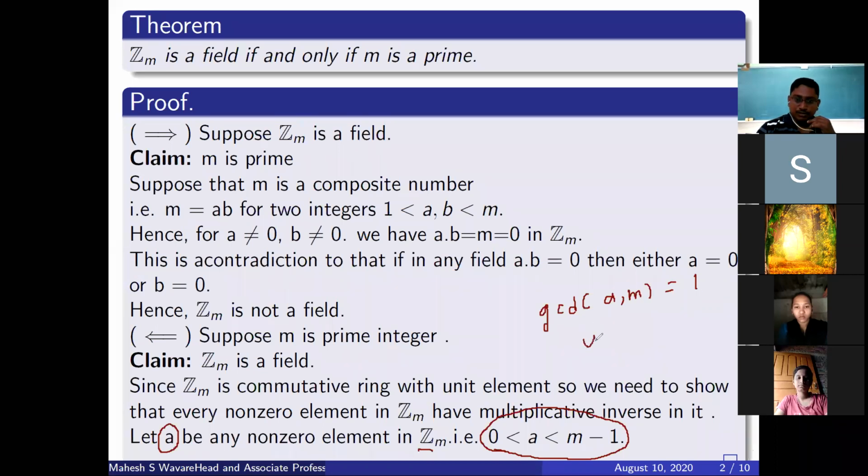So there must exist two integers u and v such that ua plus vm gives the greatest common divisor, 1. And as far as modulo m is concerned, this part becomes ua plus 0 equal to 1, because whenever it is a multiple of m, it becomes 0. Sorry, in this way you have proved that ua equals 1, meaning u is the multiplicative inverse of a.